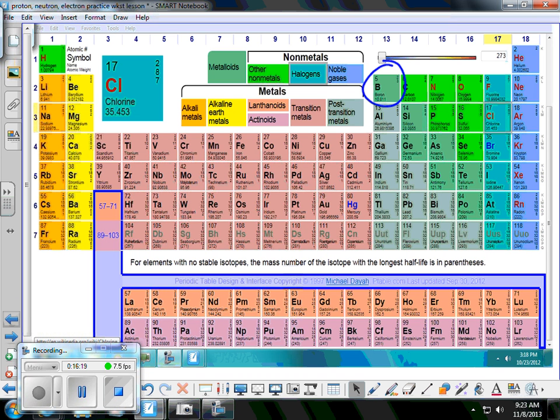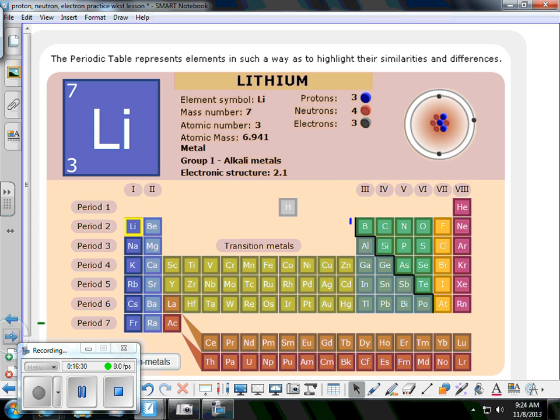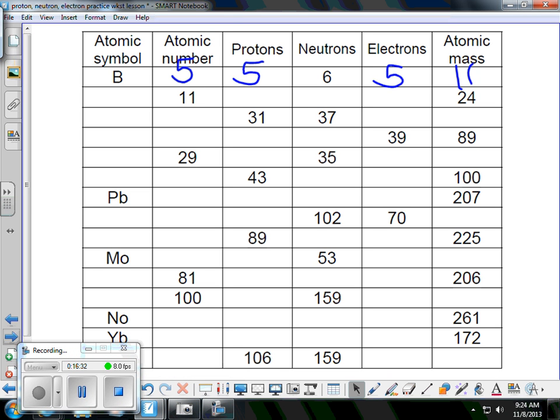Let's look at boron. It's 10.811. That 8 tells us to do what? Round up. So we did some simple math and we did it backwards, which is okay. Always double check your math.